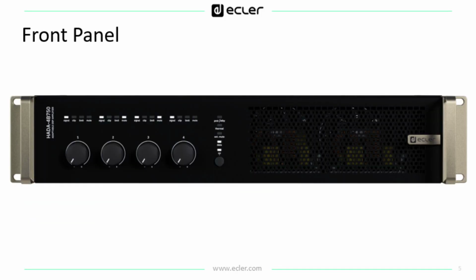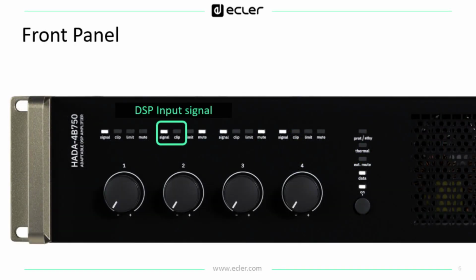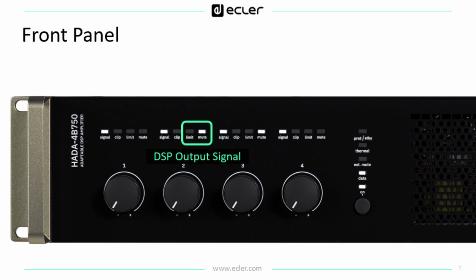Let's see the things you can find in the front panel apart from the obvious ones. The first 2 LEDs of each channel refer to the inputs of the DSP, not the analog inputs of the device. This means, for example, that if we select a generator as an input of the DSP you will have the corresponding signal LED of the front panel on. Next to them you will find the limiter and the mute LED. This corresponds to the output signal.